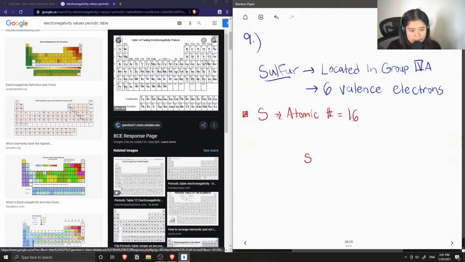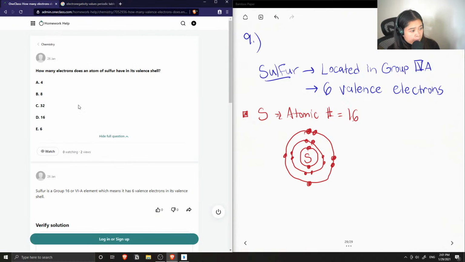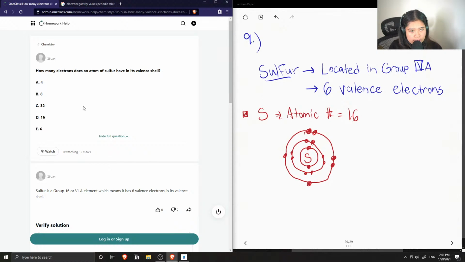So if we are to sketch out what a sulfur atom might look like, we'll have 2 electrons in the innermost shell. And then the second shell can house 8 electrons. So now I've drawn 10 out of the 16. And then in the final valence shell, we'll have 6 valence electrons left over. And I like that. So the answer is option E.